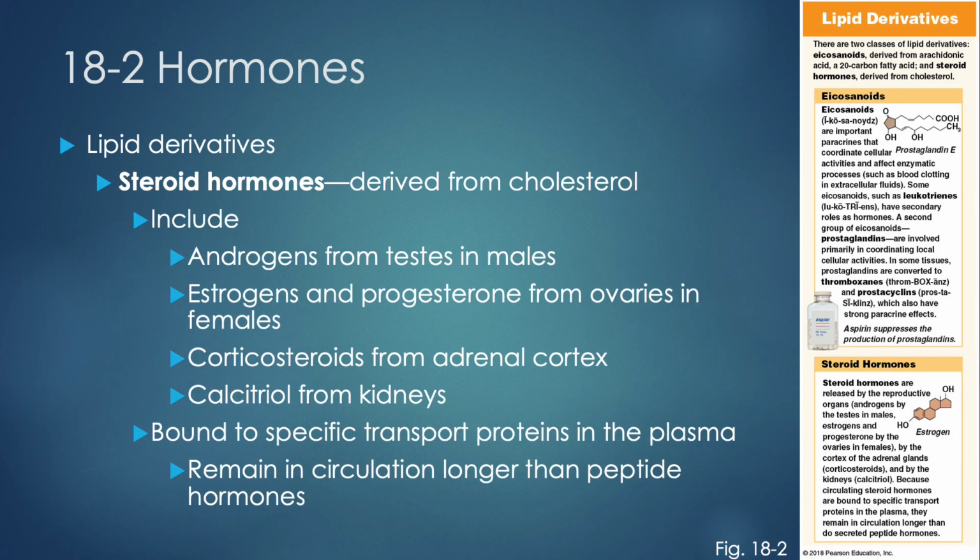Our steroid hormones, which are also a lipid derivative, are derived from cholesterol. So therefore, remember, not all cholesterol is bad. It not only creates structure in the plasma membranes of our cells, but it also helps us produce steroid hormones. So these include things like androgens that are produced from the testes in males, and estrogens and progesterone are produced from the ovaries in females. Corticosteroids will be created from the adrenal cortex, and calcitriol will be created from the kidneys. So these will all be bound to specific transport proteins in the plasma, and they'll circulate for longer than the peptide hormones will.